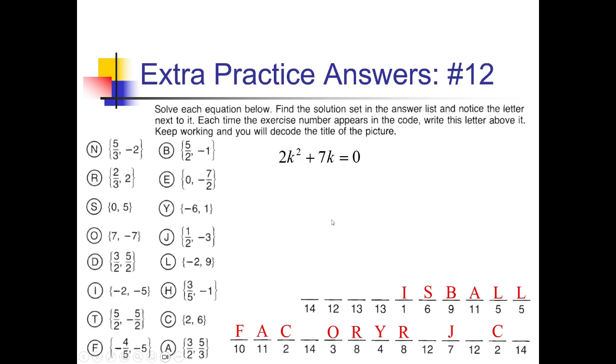Number 12, you might be doing a double take because you've been doing a whole bunch of long-winded AC method sort of problems. And this one, I mean, it can't be that easy, but it is. We just have to take out a common factor of k. That leaves 2k plus 7. K equals 0. That's one of our equations we can set up. And then if 2k plus 7 equals 0, subtracting 7, dividing by 2, we get negative 7 over positive 2. So we need 0 and negative 7 halves.